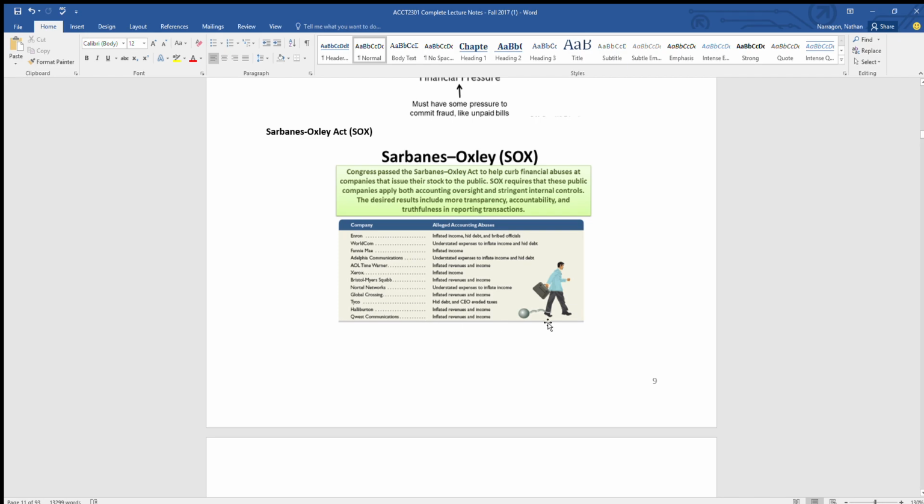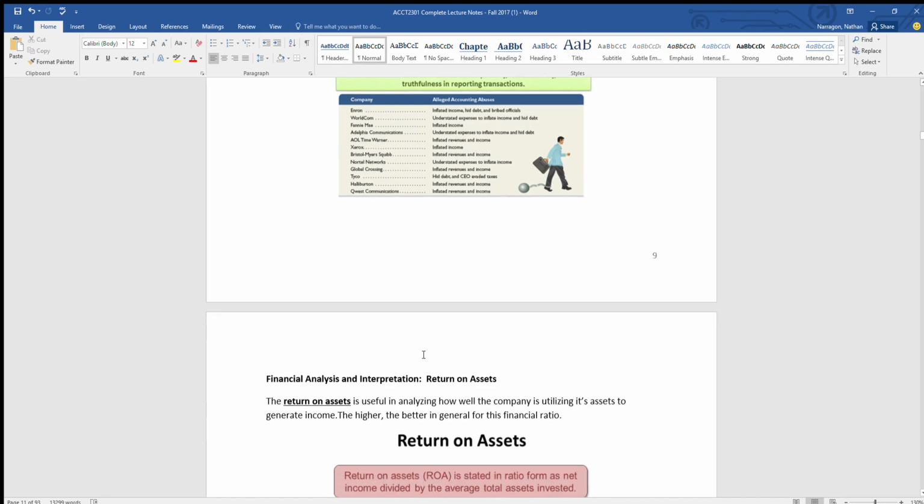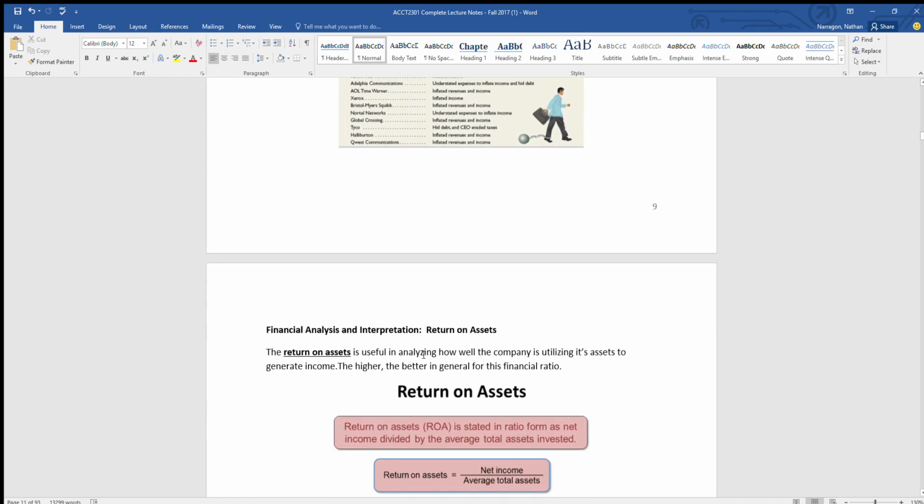Notice that the big thing that they tend to all do was inflate revenues and income. They showed more profits than they actually had. And this broke our constraint of materiality because it influenced investors to invest in these companies when it was actually not true. Shouldn't have done it, and it cost people lots of money and pensions and all that jazz, which sucked.